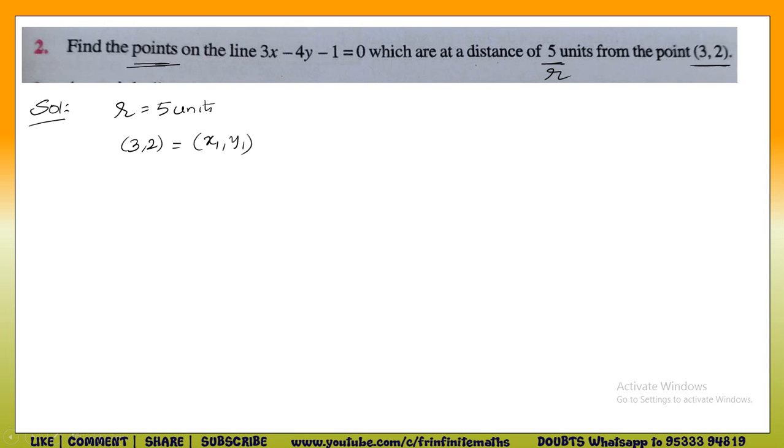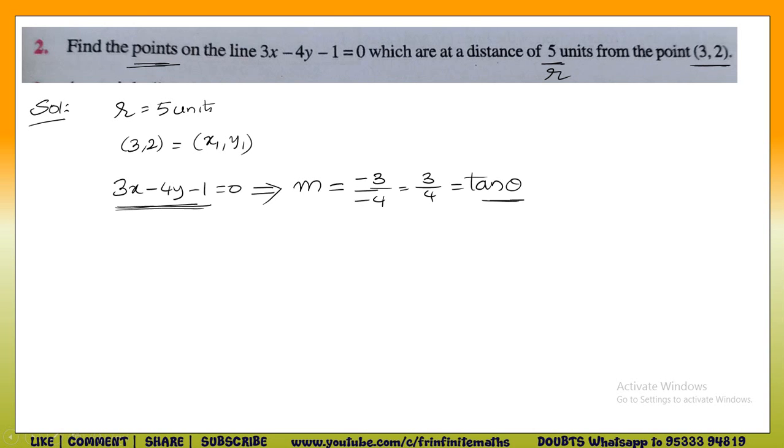But to find out the theta, here we don't have any theta given, but we are given with a line equation. So 3x minus 4y minus 1 is equal to 0. If we have a line equation, then directly we can find out the value of theta, because by finding the slope of the given line we can directly get the value, right? So this gives me minus 3 by minus 4, which is nothing but 3 by 4. So here m is nothing but tan theta.